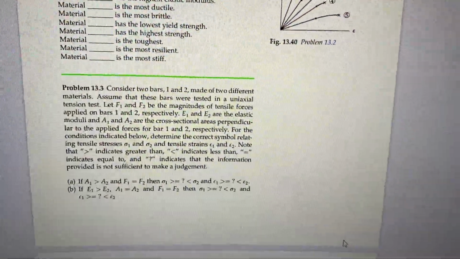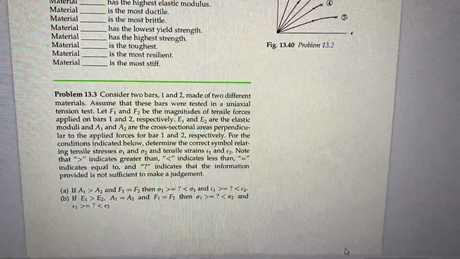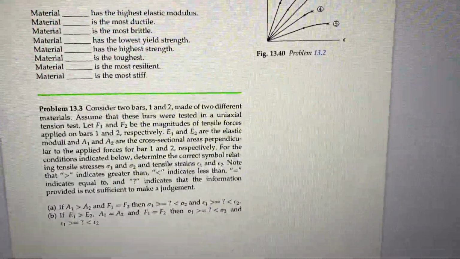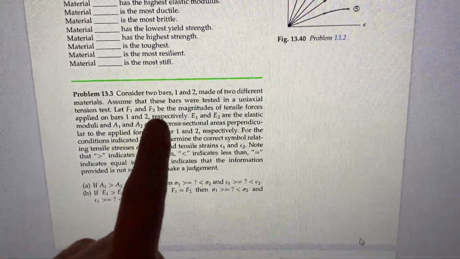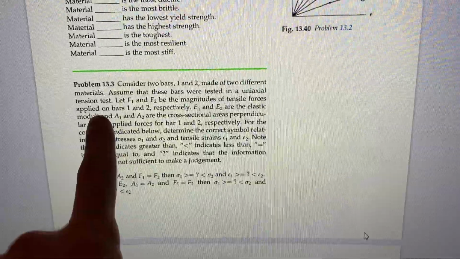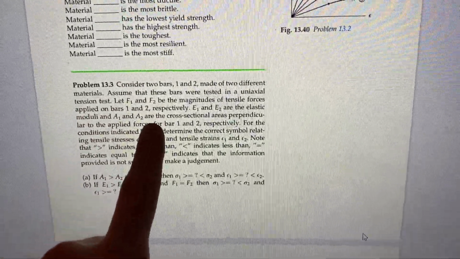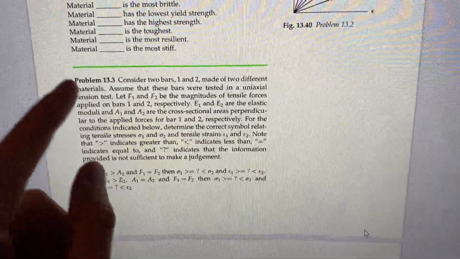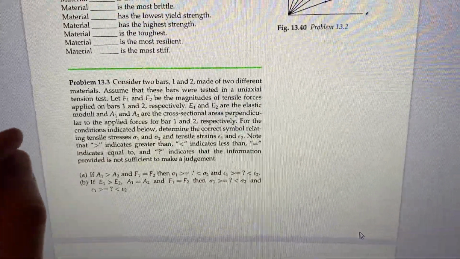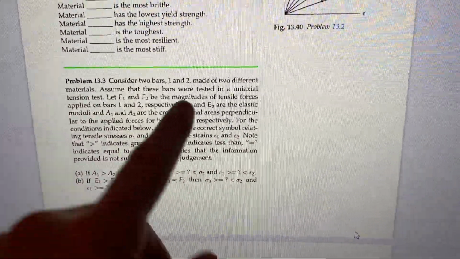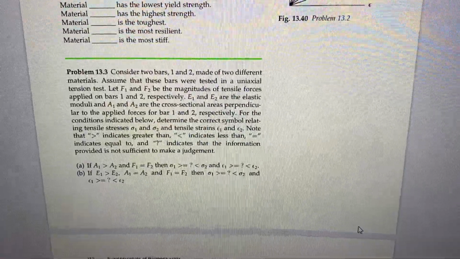Here is my solution video for problem 13.3 as stated in the lecture PowerPoints. It asks us to consider two bars made of two different materials. These bars are tested in a uniaxial tension test. F1 and F2 are the magnitudes of the tensile forces applied on the bars. E1 and E2 are the elastic moduli, and A1 and A2 are the cross-sectional areas perpendicular to the applied forces.